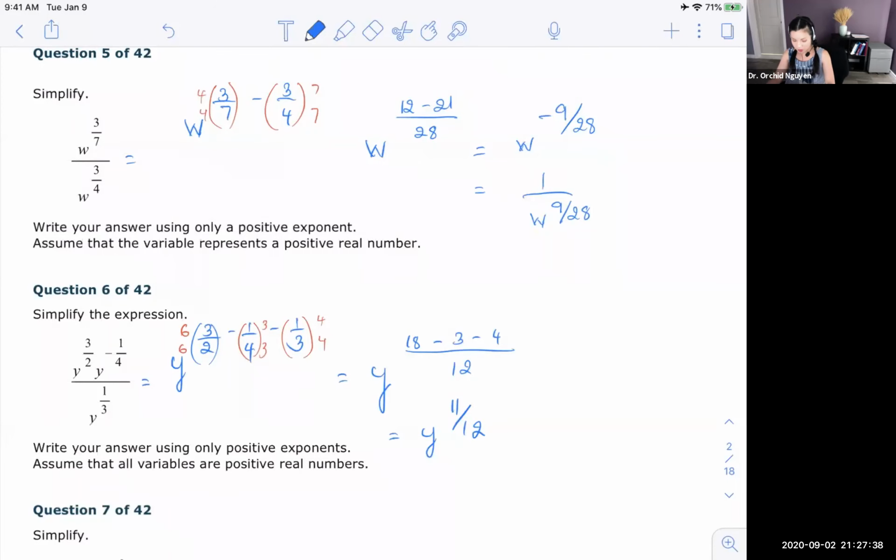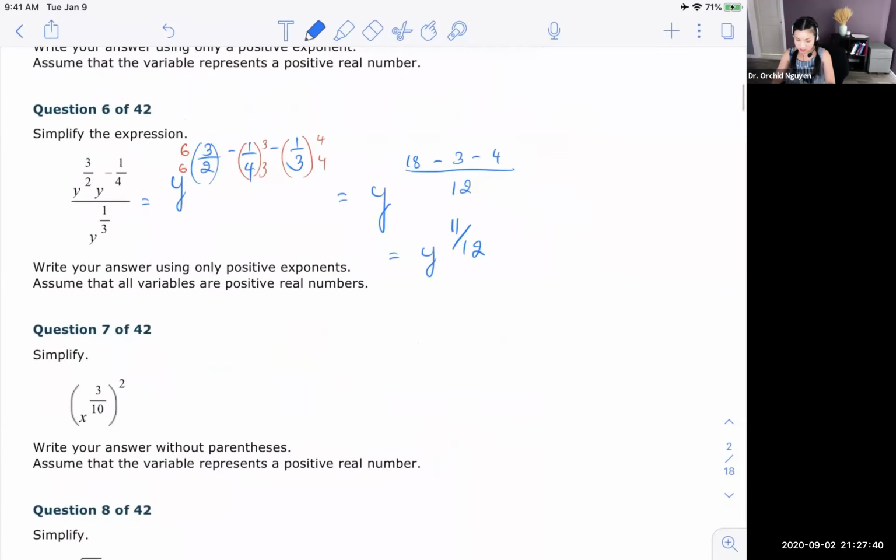All right, moving on to number 7. So number 7 is simply the power rule. So we just multiply the powers. So in this case it is 6 over 10. Make sure you reduce it. So x to the 3/5.